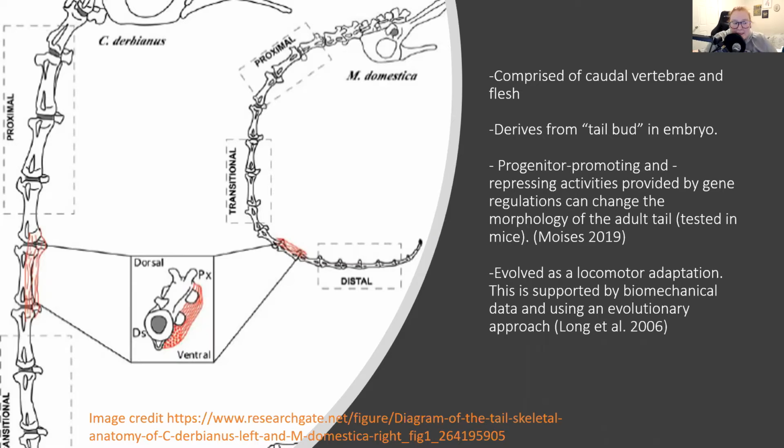So the hypothesis that is widely accepted as the origin of the tail in vertebrates is that it evolved as a locomotor adaptation. So it helped marine vertebrates move around. This hypothesis is actually supported by biomechanical data as well as using an evolutionary approach. I found one study that tried to use an evolutionary approach because biomechanical data had already been provided.